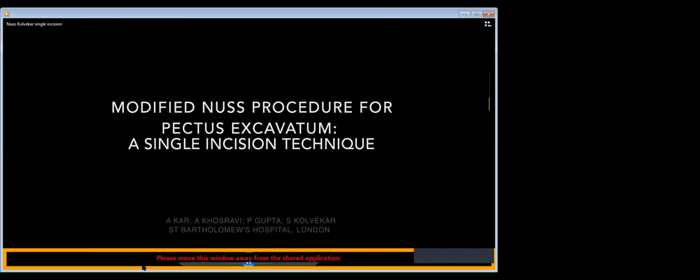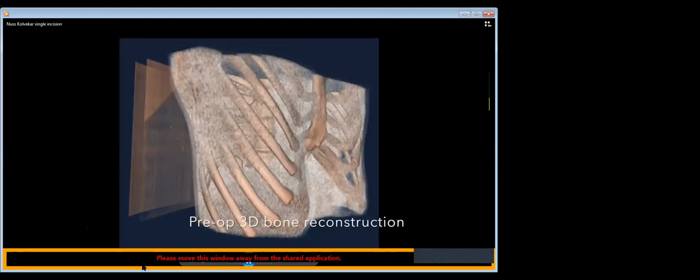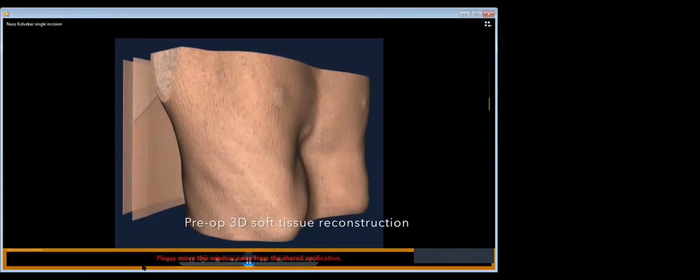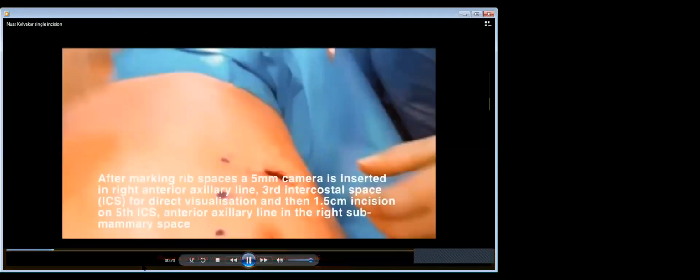I think if you hear me, this is a young boy for whom we modified a new procedure where you just need a single incision instead of a double incision. And this is how we do the workup, do a scan. And this is a pectus excavatum in theatre. And these are the wounds for a camera. And then you will see the video of what we did to this young chap.